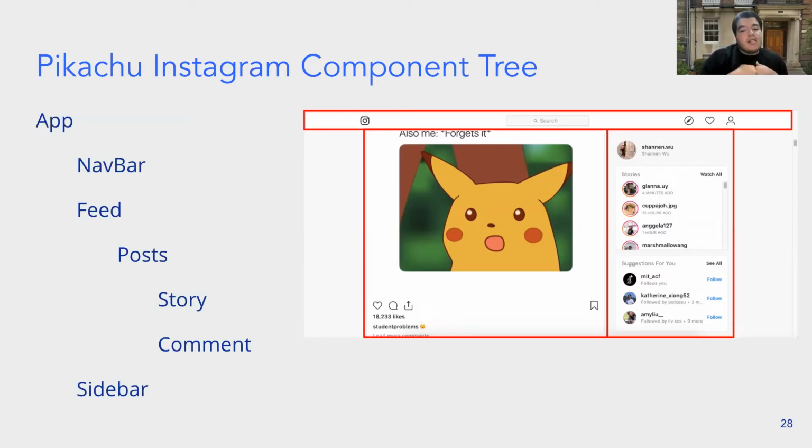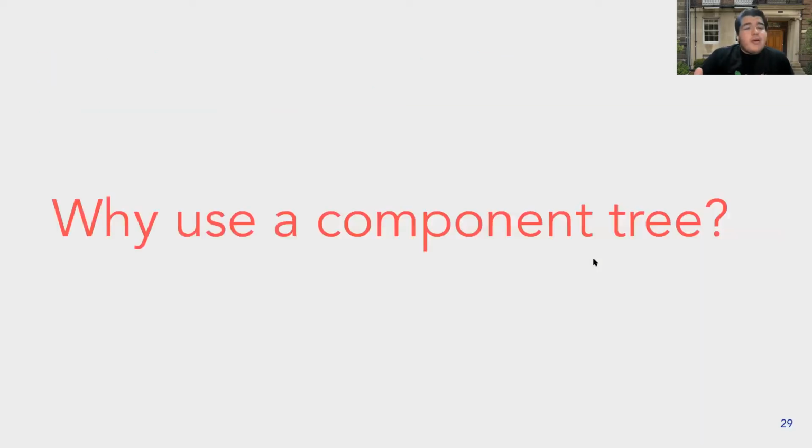And it helps us understand the relationships between components. So a parent to a child component. App is the parent component of navbar, feed, and sidebar. And it's all relative. But why do we want to use a component tree?